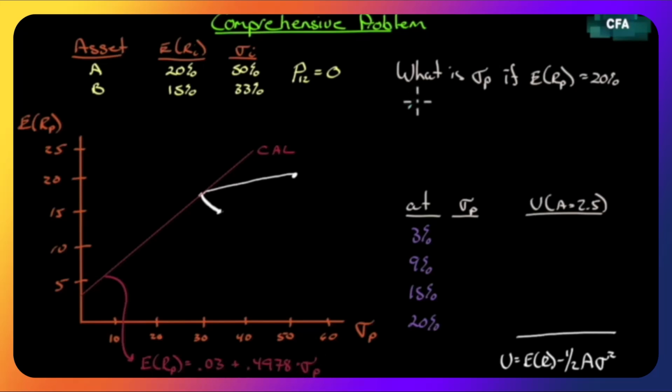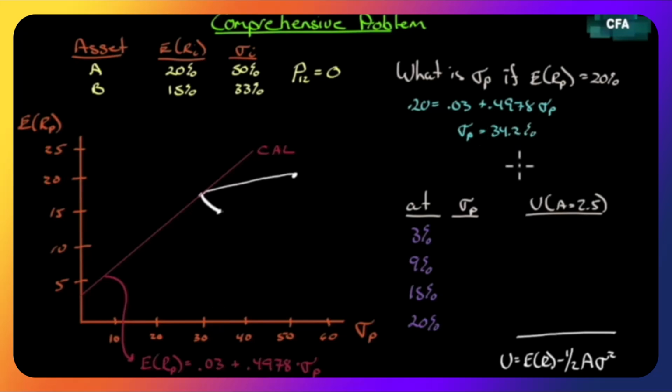That's easy enough. So 0.20 equals 0.03 plus 0.4978 times the risk of the portfolio. All you do is simplify and solve. The risk of the portfolio will be 34.2%. So at every point of return, we can calculate what our risk happens to be.